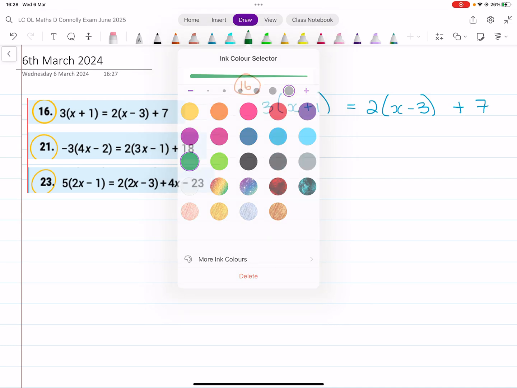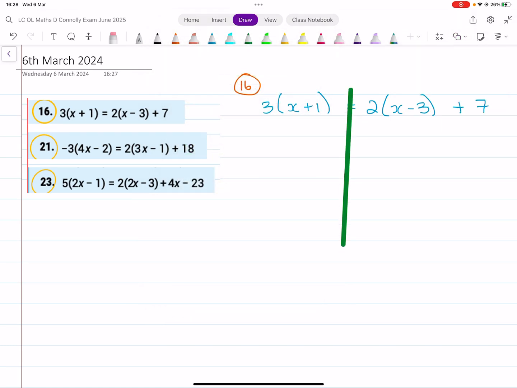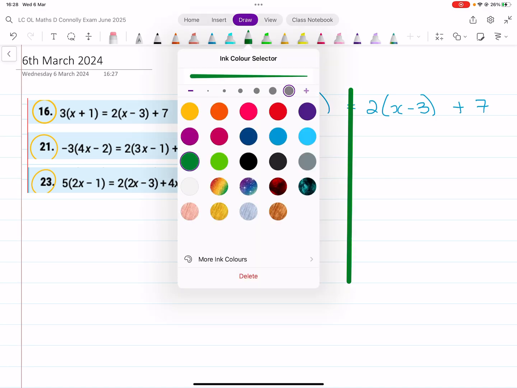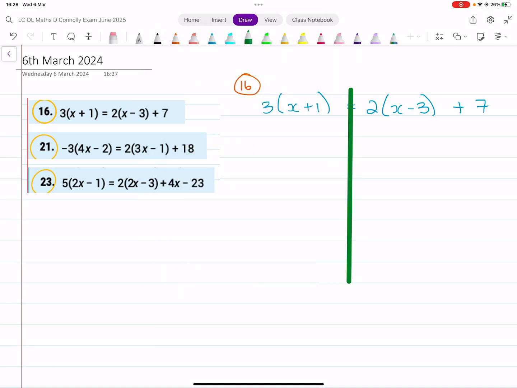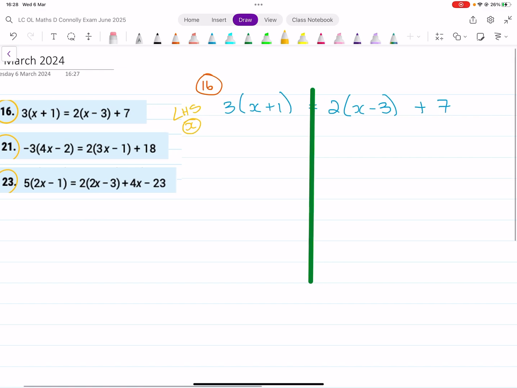So I'm going to drop the line down here, down past my equals to create my left hand side where I'm going to put my x's, and then my right hand side where I'm going to put my numbers. Yeah, N-O-S for numbers.